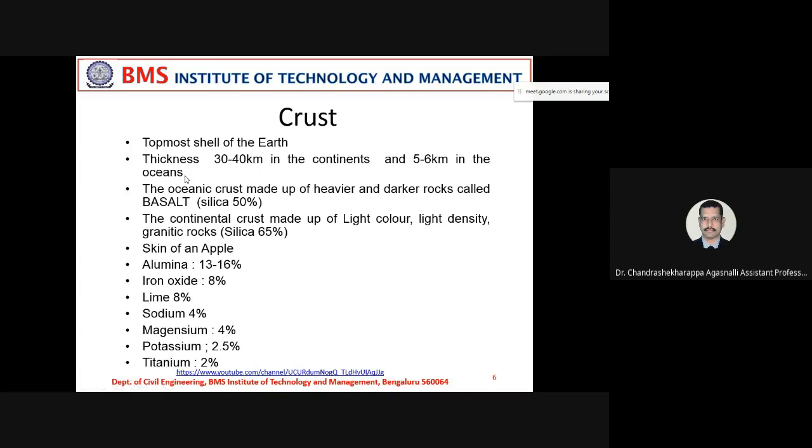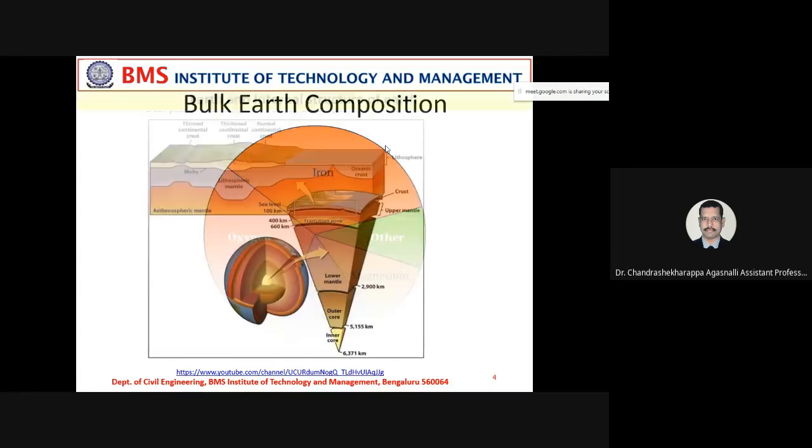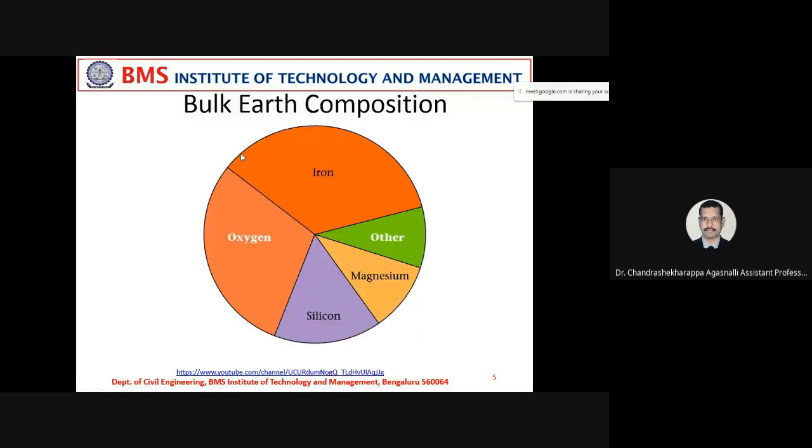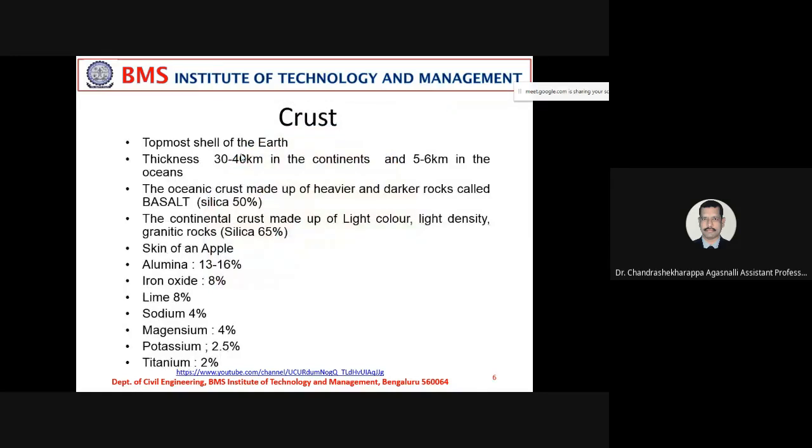This is an oceanic crust and this is a continental crust. There are two, as shown in the first picture. You can see the continental crust thickness about this lithosphere. The oceanic crust is made up of heavier and darker rock called basalt, with 50% silica. The continental crust is made up of light and gray colored granitic rocks, with 60 to 65% silica.